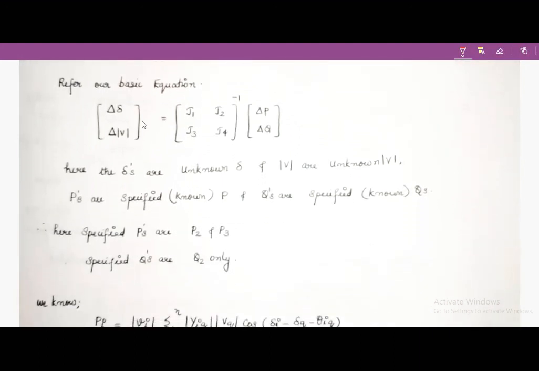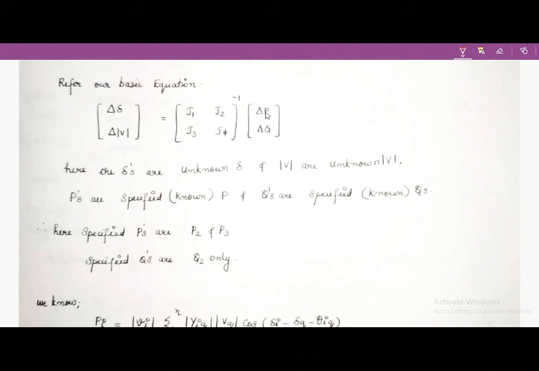I hope you remember this basic equation that we derived for the Newton-Raphson method. That is delta delta, delta V. What is this delta? Delta represents the unknown parameters of voltage angle, and this represents the unknown parameters of voltage magnitude, isn't it? It is equal to J1, J2, J3, J4. I hope you remember what J1 is. J1 is dou P by dou delta. J2 is dou P by dou V. J3 is dou Q by dou delta. And J4 is dou Q by dou V. And here you had delta P and delta Q.